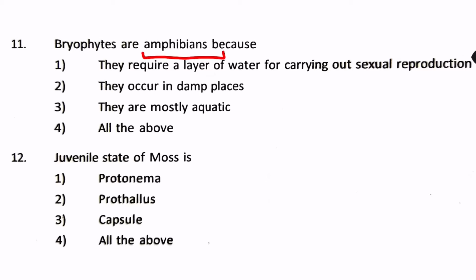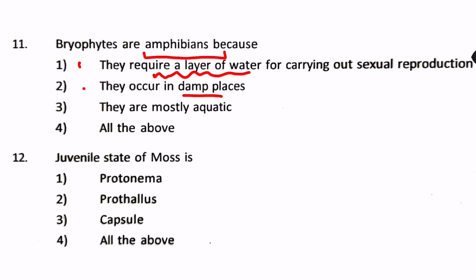Now, of course, if they are amphibians, that means they will require a layer of water, but it's a fact that bryophytes actually require water for their sexual reproduction. So this point is clearly correct. Occur in damp places, obviously, very true. I mean, if it's in a terrestrial region also, it has to be a damp place. Mostly aquatic, partly true. And next one is all of the above. Since these two are perfectly right, and mostly aquatic is also partly right, the answer will be number 4, all of the above.